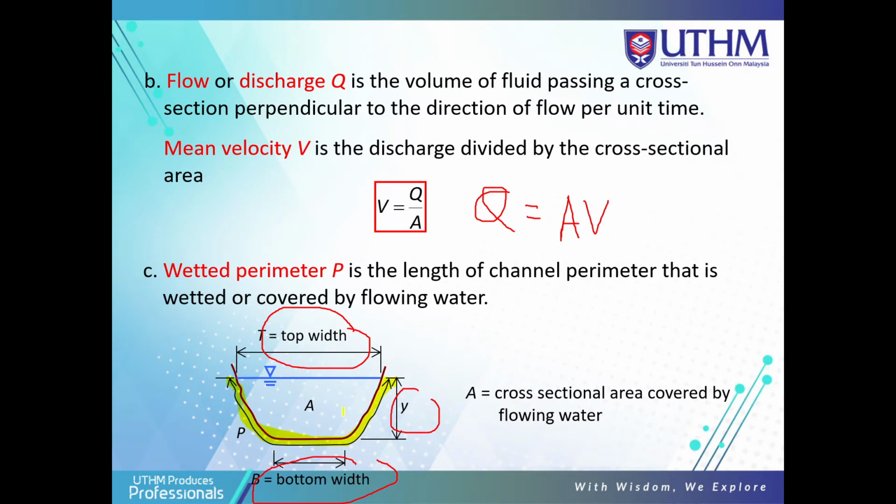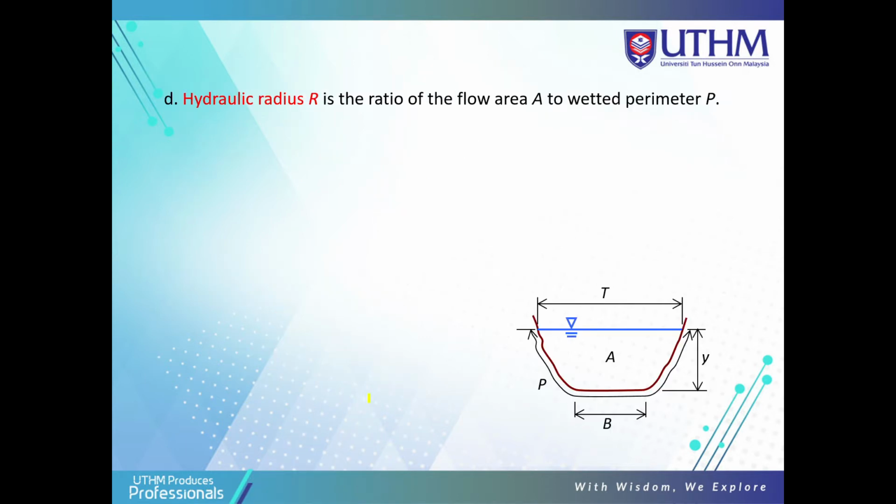So A is the cross-sectional area covered by flowing water. Hydraulic radius R is the ratio of the flow area A to the wetted perimeter.